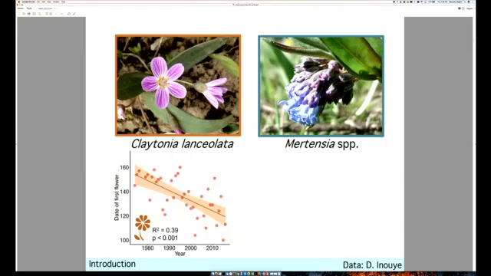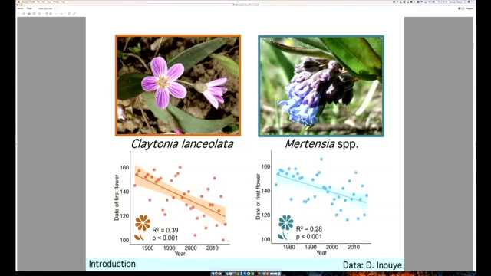Then Mertensia fusiformis and brevistyla are two bluebell species I'm also looking at. They again flower as soon as snow melts, and their flowering time is happening earlier over time. I'm showing date of first flowering, but it's also important to know that peak flowering and end flowering date are also shifting, although not in the same magnitude. So we might expect differences in overlap.